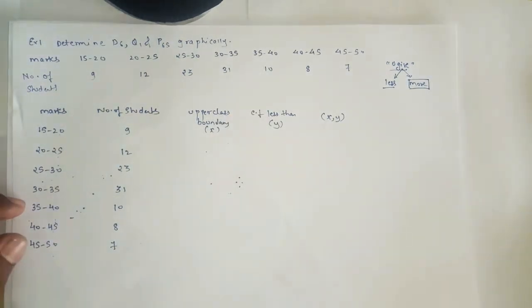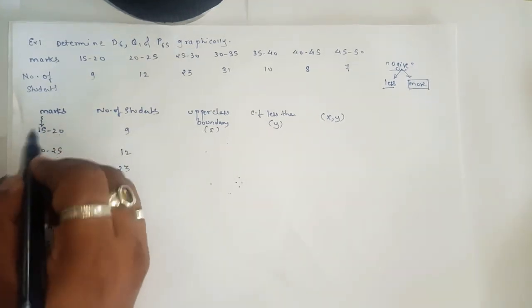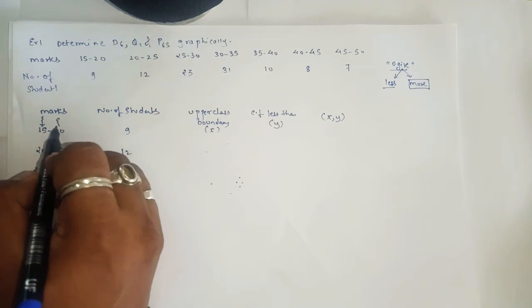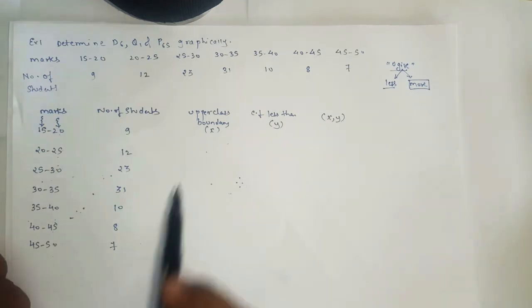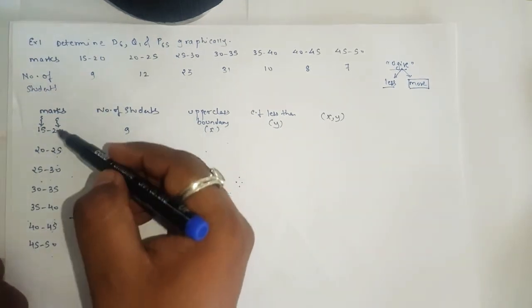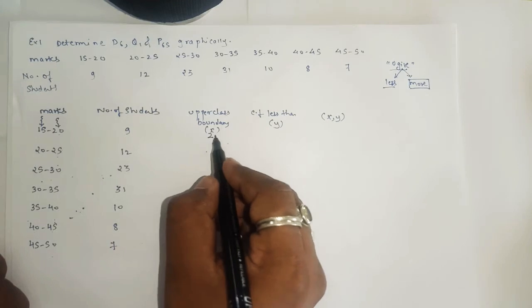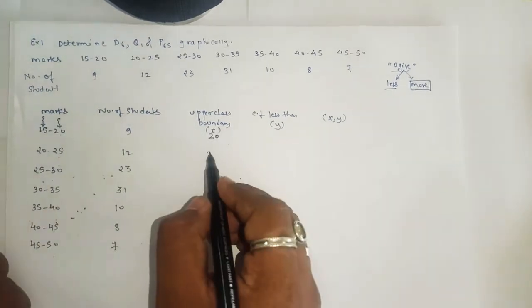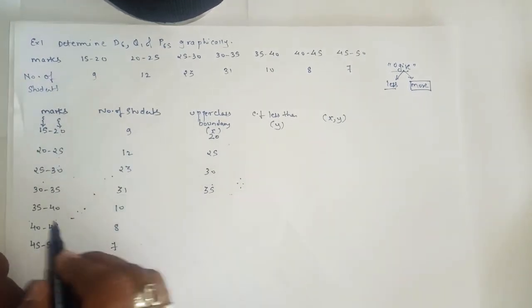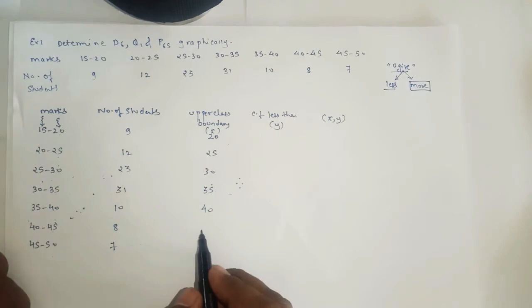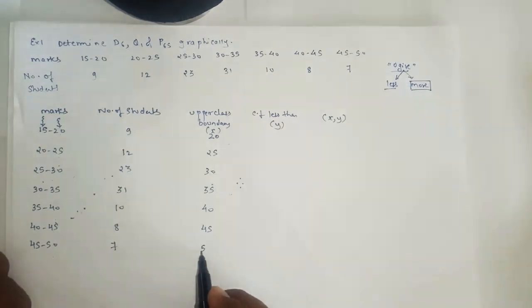Okay, now we'll see how to find the upper class boundary. It is very simple. This part is known as the lower class, and this part, these numbers, are known as the upper class. In simple language, the left hand side number is known as the lower limit, and the right hand side number is known as the upper limit. So here in the third column you have to consider the upper class boundary. So here the upper class boundaries are: the first one is 20, then 25, then 30, then 35, then 40, 45, and then 50.